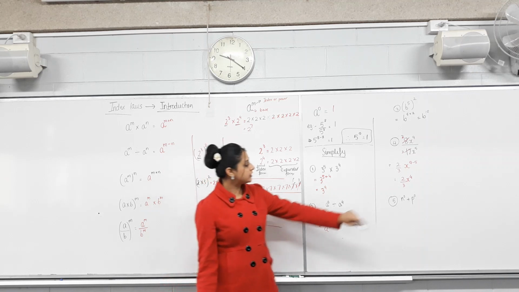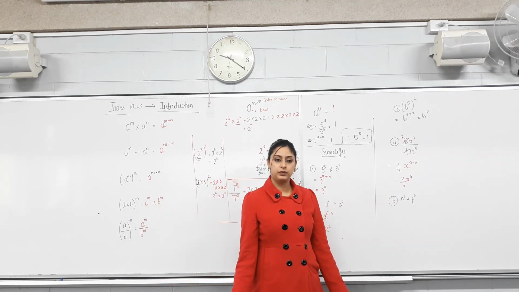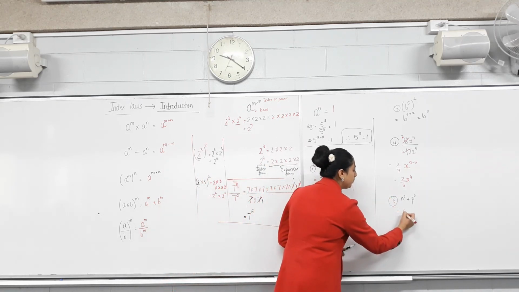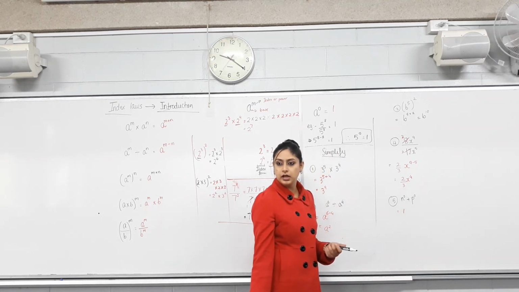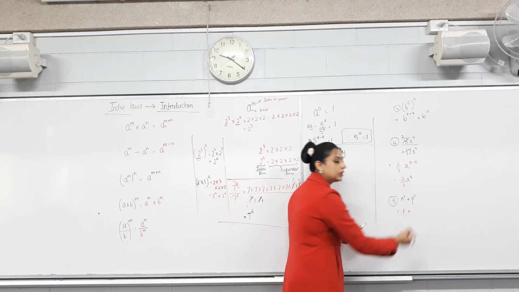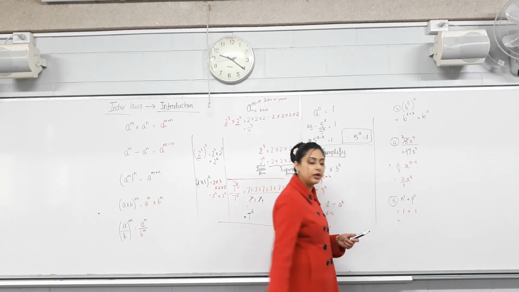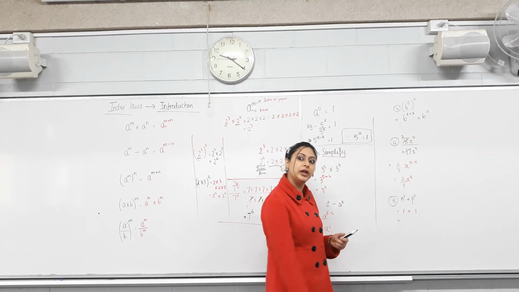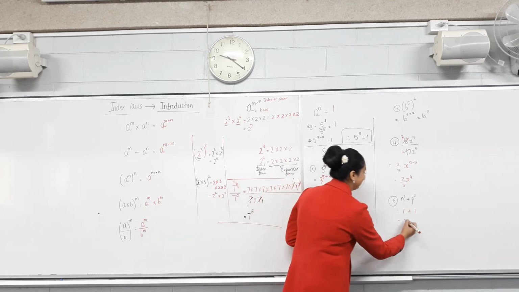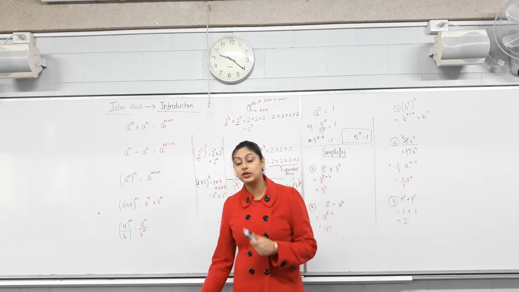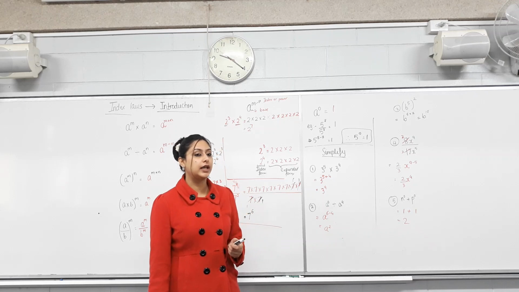What's anything to the power of 0? 1. So won't n to the power of 0 be 1? Doesn't matter what n is. Then plus. What's p to the power of 0? 1. And then it's simple. 1 plus 1? 2. That's it. Introduction to index laws again.